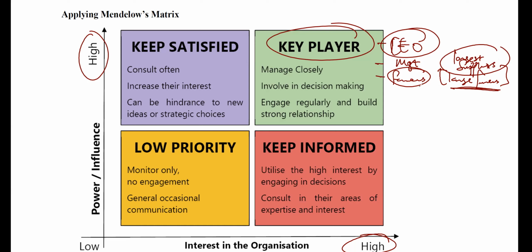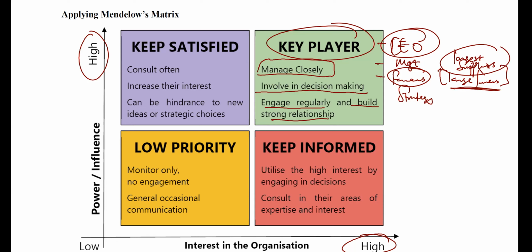Then these people, what is the strategy to deal with them? You manage them closely, right? Involve them in decision making, engage regularly, and build a strong relationship with them. Do you understand? So you see, stakeholder appraisal is actually very interesting. But the approach that sometimes students adopt, I don't like it. They just list them, like, okay, this one is a key player. That's fine, but how do you manage the stakeholder? The thing is stakeholder management. It's the management we are concerned about, right? So I hope you've got a strategy. Do we know how to deal with key players now?